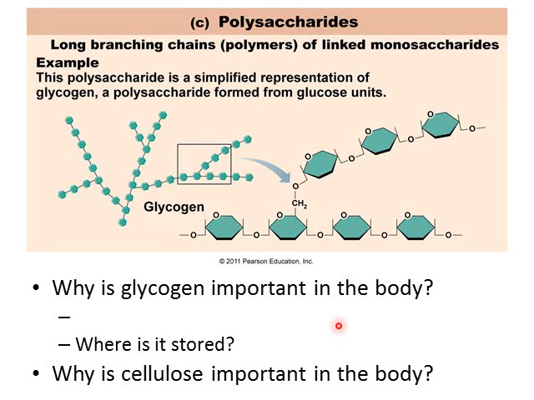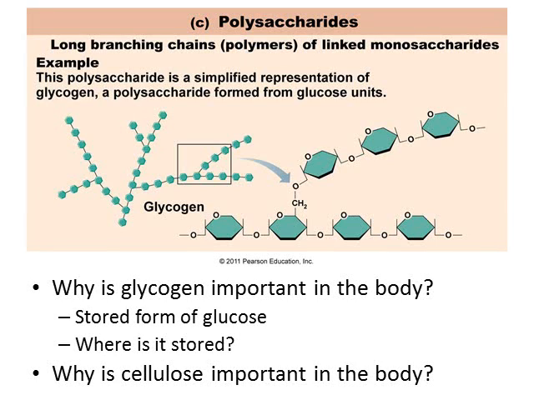Okay, and then finally the polysaccharides. You need to be able to recognize polysaccharides, and you can see lots of carbon rings together. One of the most important ones in the body is glycogen, and glycogen is important because it's how we store glucose.